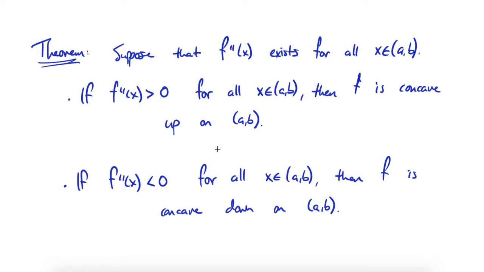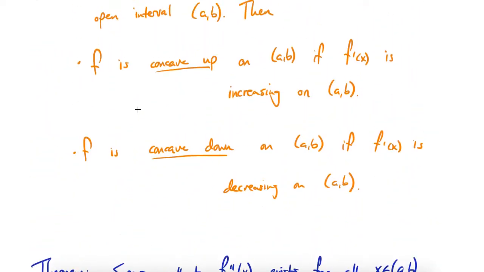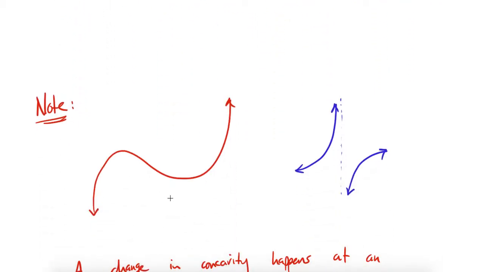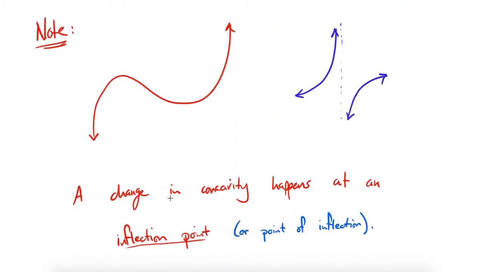But what's the derivative of the first derivative? The second derivative. So when the second derivative is positive, that should mean that the first derivative is increasing. But of course, when the first derivative is increasing, that's the definition of concave up, right? And a similar train of thought follows for negativity and decreasing. Okay, so note, a change in concavity happens at what's called an inflection point, or a point of inflection.